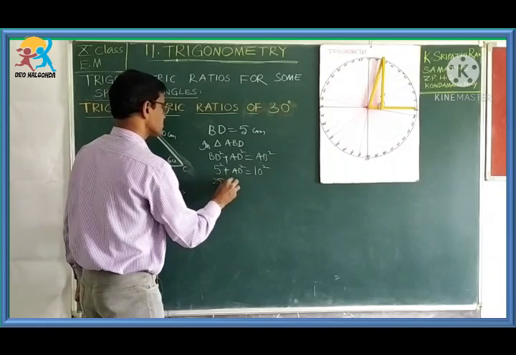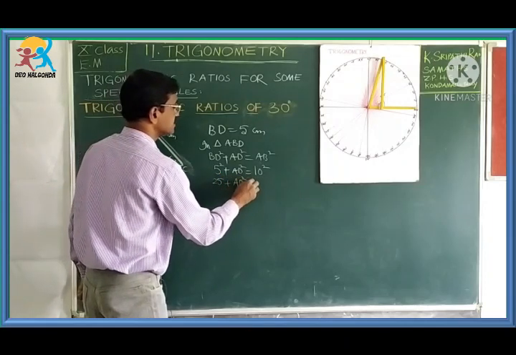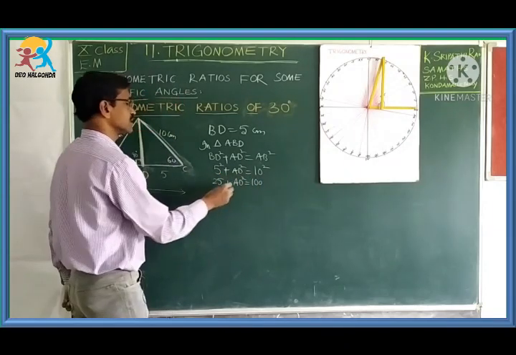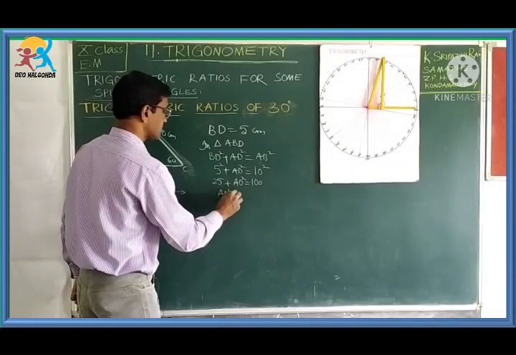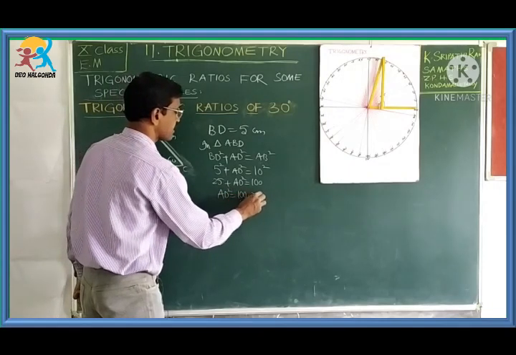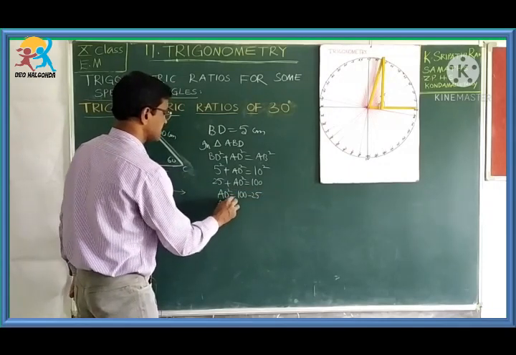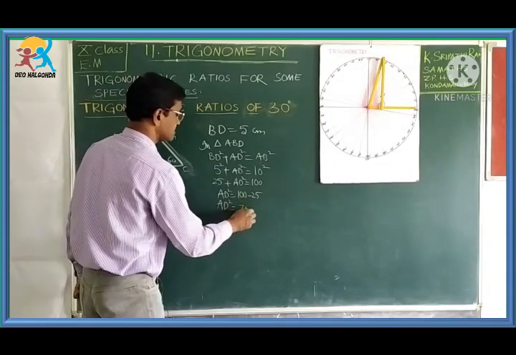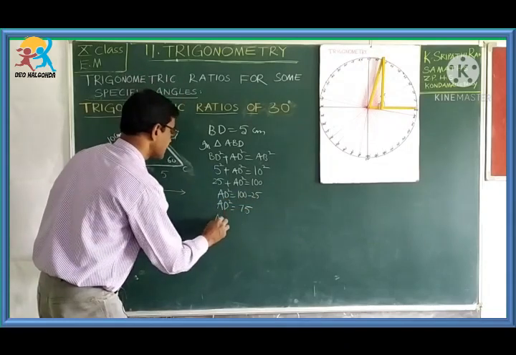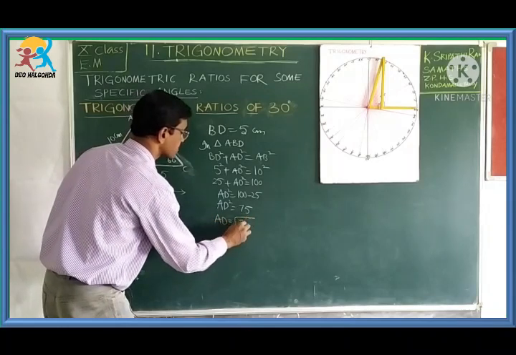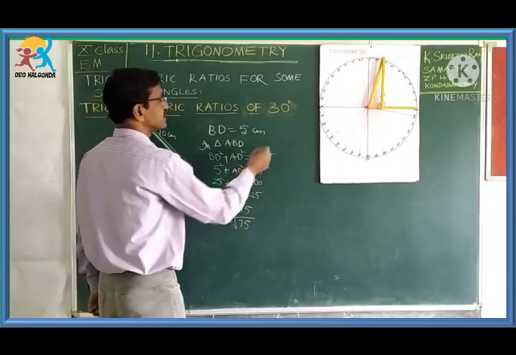Here 25 plus AD square, this is 100. AD square is equal to 100 minus 25. AD square is equal to 100 minus 25 is equal to 75. Then AD is equal to square root of 75. Then find the square root of 75.